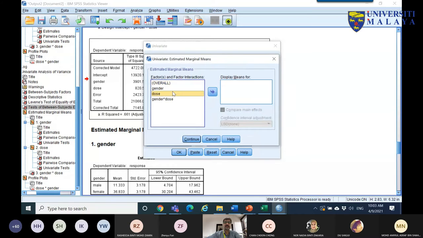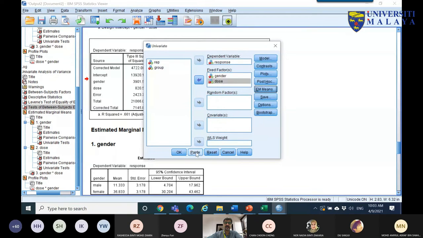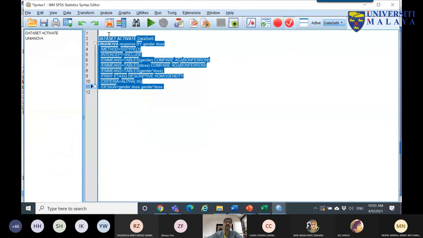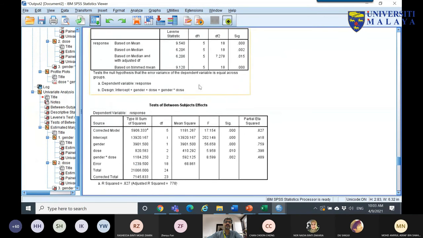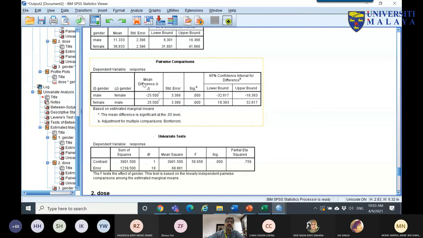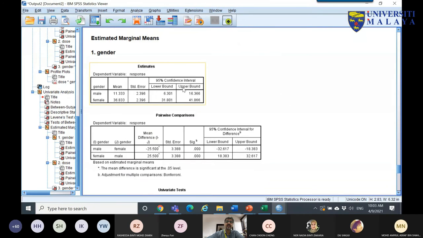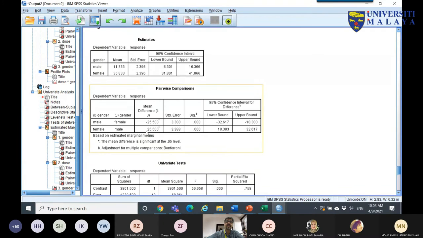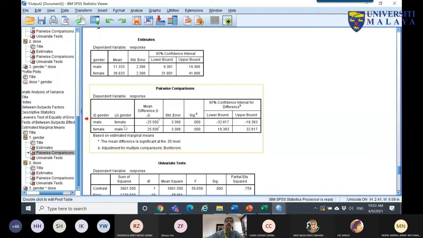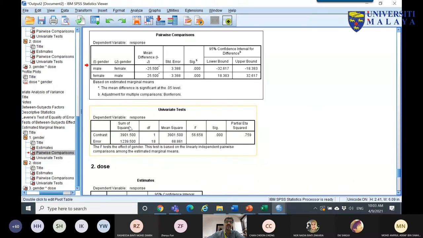we go to the e-means, and then again, we select all these things, compare the means, and Bonferroni, continue, and then paste. If I run the analysis here, you can see we explained the ANOVA table. Now we move to the pairwise comparison. The same problem as in repeated measures ANOVA. Now we have a comparison between male and female, but we don't care about it. We want to compare female and male at different dosages, right?